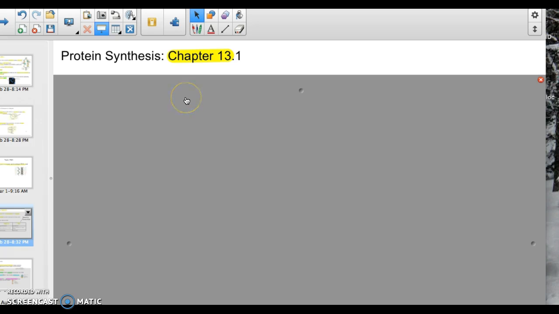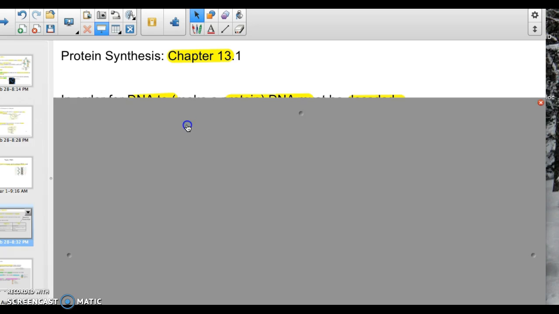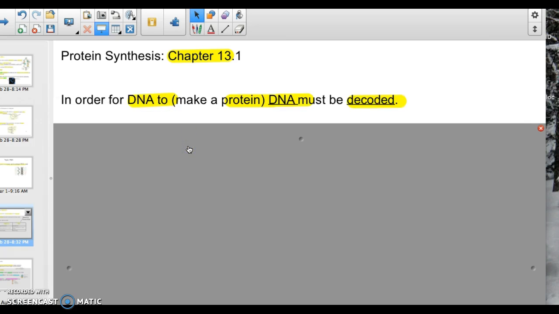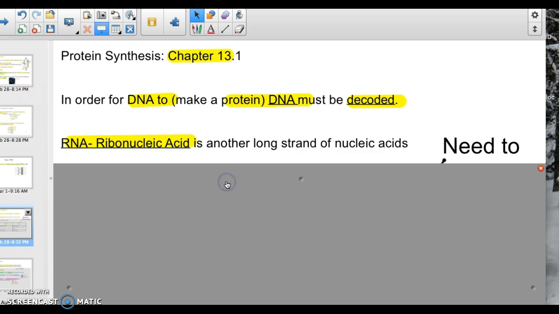And so for us to make proteins, because synthesis means putting together proteins, we first need to talk about how DNA must be decoded. So in order for us to make proteins, DNA has to be basically rewritten, and then we need a way to reword and reread that information. And so we need something called RNA. RNA means ribonucleic acid. And it's very similar to DNA. It's a long strand of nucleic acids.